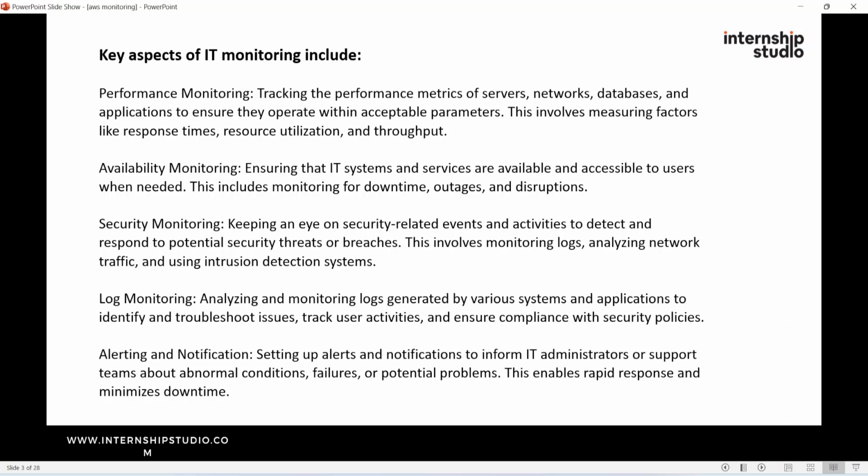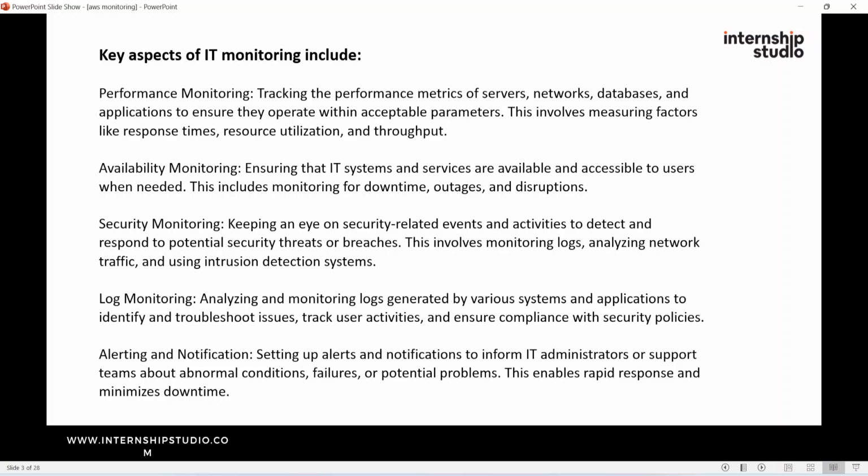Next, it also helps us ensure compliance with security policies. Also, it helps us safeguard any sensitive information of the customer. To read out the definition, it says keeping an eye on security related events and activities to detect and respond to potential security threats or breaches. This involves monitoring logs, analyzing network traffic, and using intrusion detection systems.